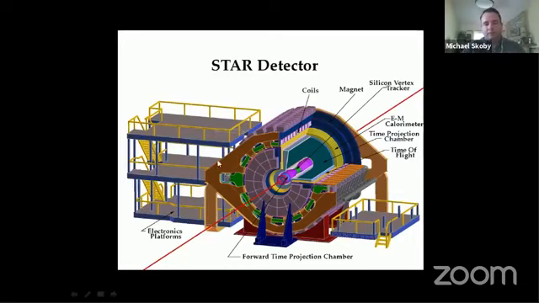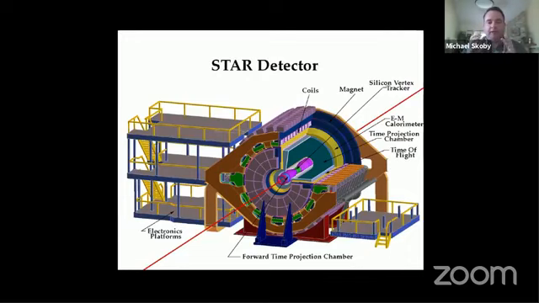The STAR detector is actually a collection of many particle detectors. The primary one is called the time projection chamber, and that's this large cylinder that you see in the middle of the detector. It's topped off by this end cap that has sectors built in. It's about 4 meters in diameter and about 4.2 meters in length, so it's a very large cylinder, and it's centered right where those beams cross and where the collision happens.